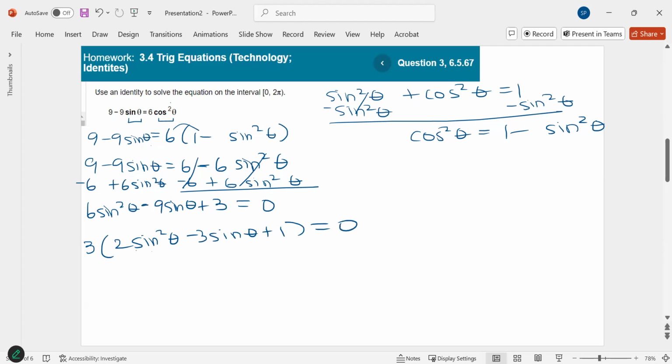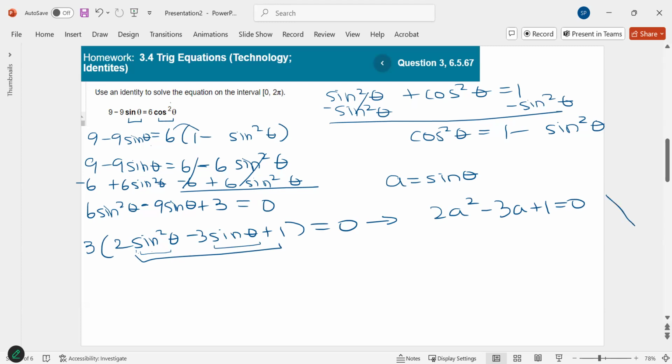Now I'm going to substitute a in for sine. And so a, I'm going to set that to sine theta. And so if I rewrite this, you get just the parentheses, you get 2a squared minus 3a plus 1. Why do we do that? If you can factor this with just the sine theta, that's fine. Just trying to make it easier for you guys to factor this.